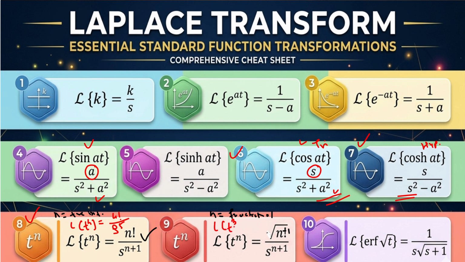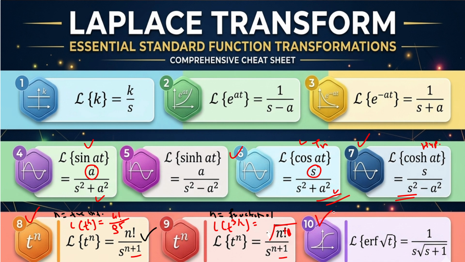Formula number 9, when they will give you Laplace of t raised to 3 by 2, okay. So you can see here the power is a fractional number. That time we use this formula. You can see here in formula number 8 and 9, the denominator is the same, s raised to n plus 1, only the numerator is different here. This symbol is called a gamma function. So the formula is Laplace of t raised to n is equal to gamma n plus 1 upon s raised to n plus 1. You will use this formula when they give you n as a fractional number, okay.